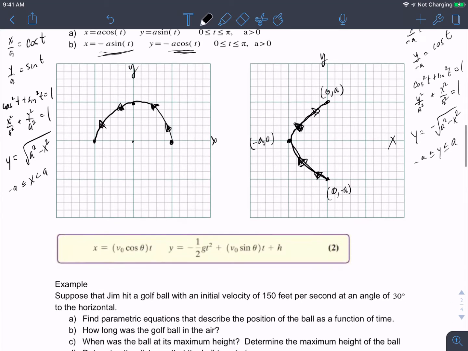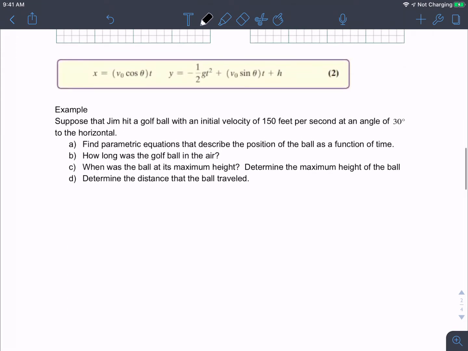Now in this next example, we're actually going to be using x as a function with velocity and cosine with t, and then y is going to use gravity with velocity and then also a height. So this is important for you to know. So let me show you guys how to do this so we can go through this problem. So for example A, it's saying find the parametric equation that describes the position of the ball as a function of time.